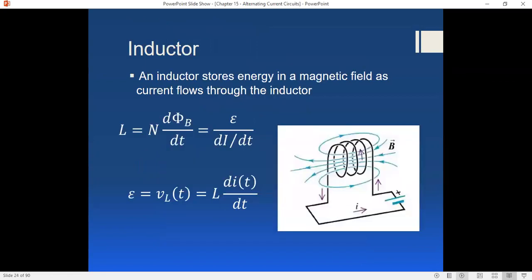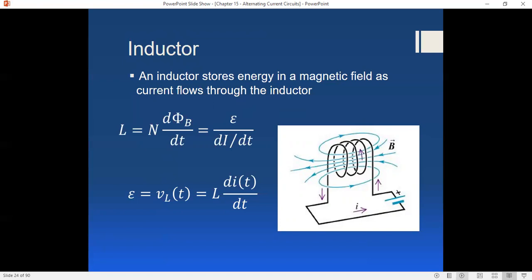What about our inductor? How is that going to work? We saw the resistor was in phase, so the current was in phase with the voltage. We saw for the capacitor that the current led the voltage by 90 degrees. What's going to happen with this inductor here?